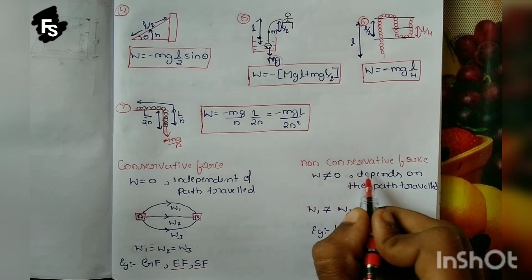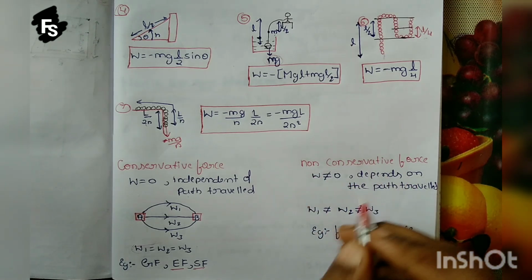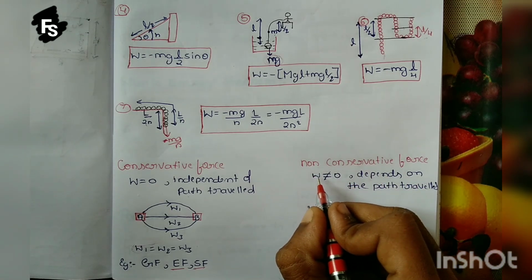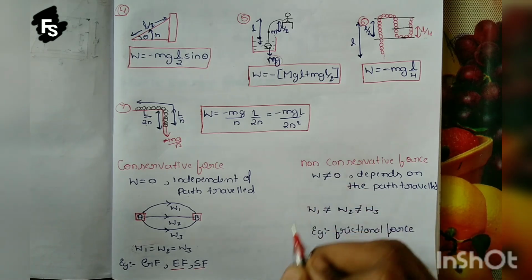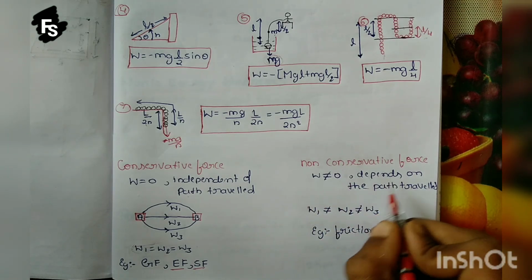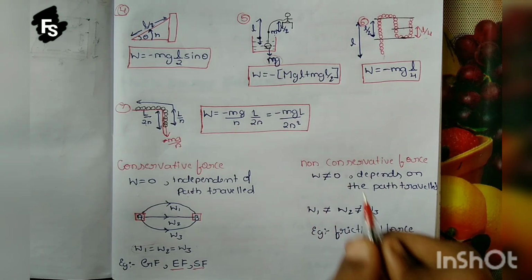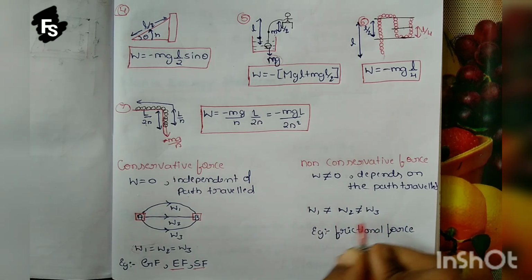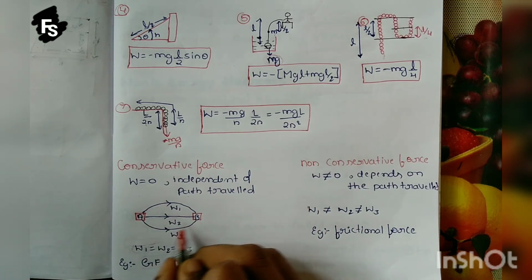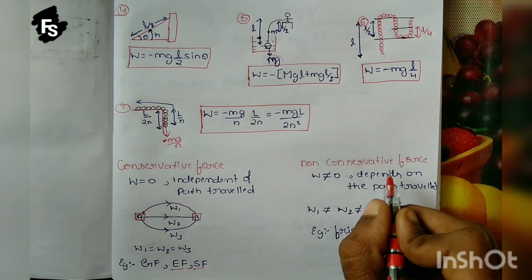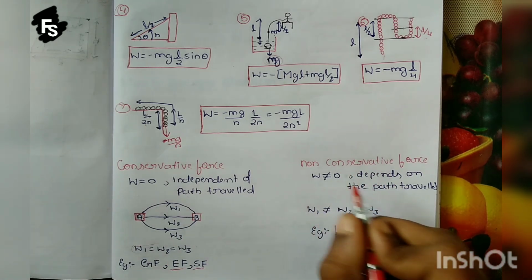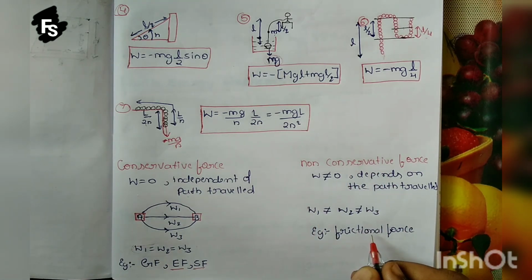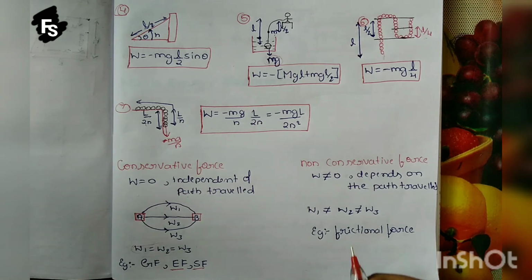Let's come to non-conservative force. Non-conservative force means if the force is acting, the work done is not equal to 0. It depends on the path traveled. See here, W1 is not equal to W2, not equal to W3, because this is a different path, this is a different path, this is a different path. For example, frictional force. It may depend on the smoothness and the roughness of the plane.